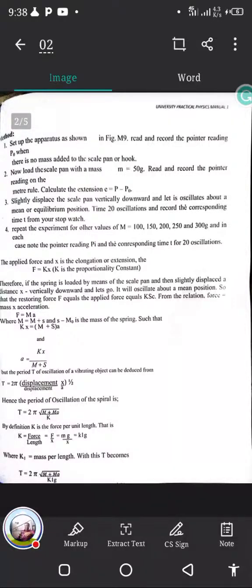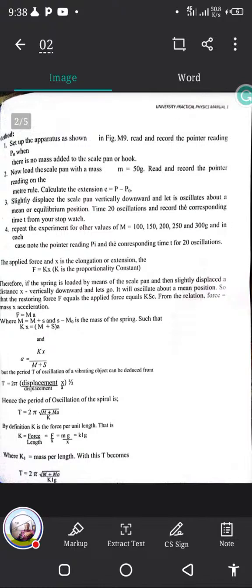The first mass there is 50 grams. Read and record the pointer reading on the meter rule. Then calculate extension e equals to what? P minus P naught. So you can see that, based on Hooke's law, by the time you add a mass of 50 grams, there's going to be an extension produced.